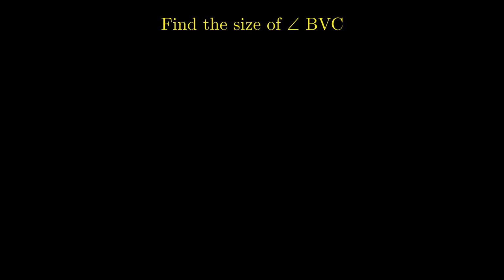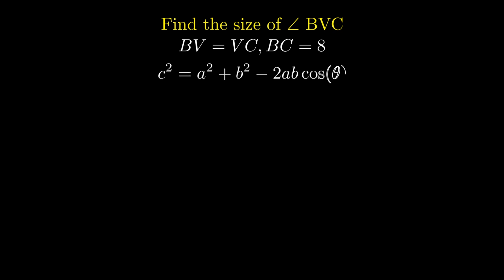Finally, to answer part B, there's a couple of things you need to recognize first. First of all, that the line BV, which we have solved for, is also equal to the line VC, and the base BC is equal to 8. Then, using the cosine rule that c squared equals a squared plus b squared minus 2ab cosine of theta, we rearrange for the cosine that we want.